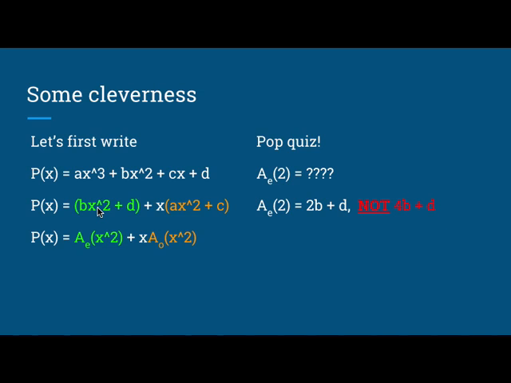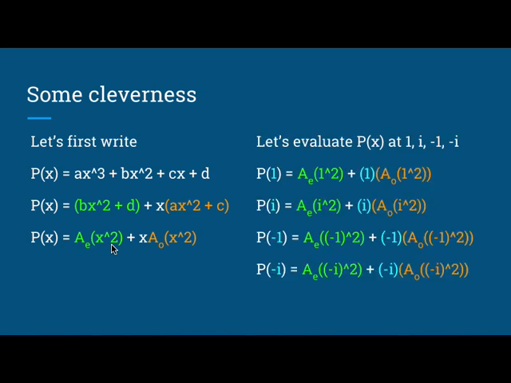I'll repeat this. AE of x squared, right? Now my question to you is, what is AE of 2? Is it 2b plus d or is it 4b plus d? AE is this polynomial. If you plug in 2, it's going to be 2b plus d, because you take the x squared and you plug it in as is. You don't square it again. Make sense? More questions? Okay, this is really important. Make sure you get this right.